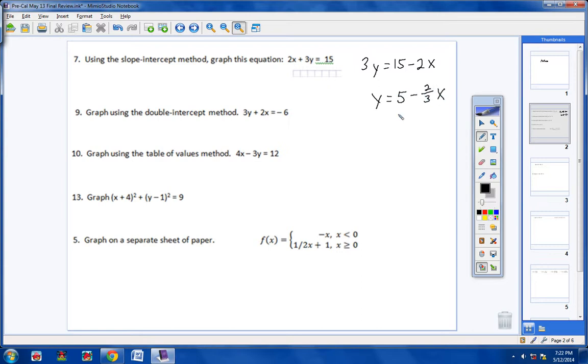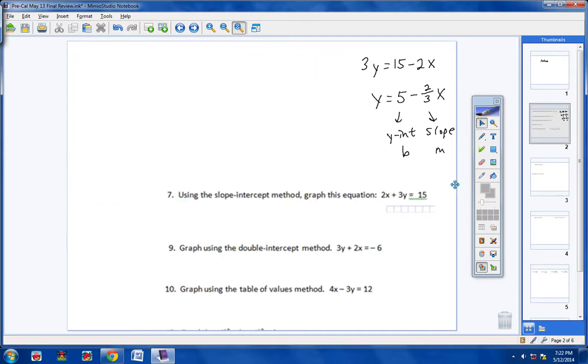Now, once y is by itself, your constant term is always your y-intercept, or we call that b. Negative 2/3, the number with the x, is always your slope, and we call that your m. Okay? So with that in mind, let me go ahead and grab this.